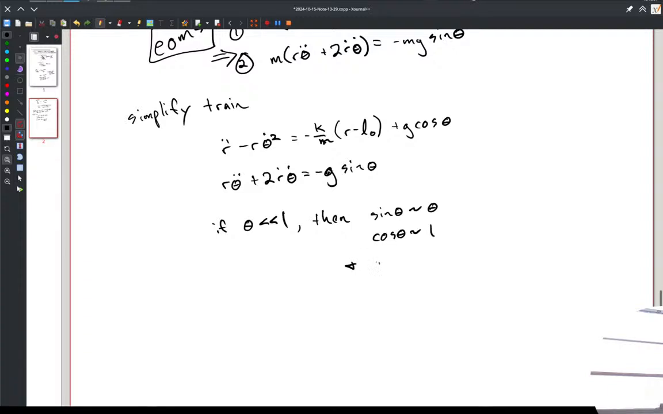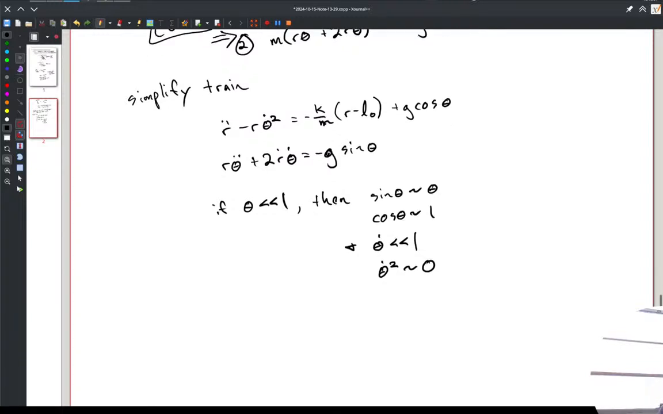And theta dot is also much less than 1. So theta is much less than 1, and theta dot is also much less than 1. That means theta dot squared is almost 0, because if something is like 0.01 and I square it, now it's 0.0001, so it's even smaller than it was before. And let's see where we get with that.